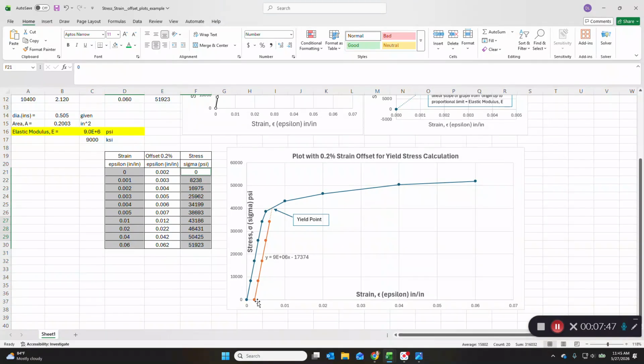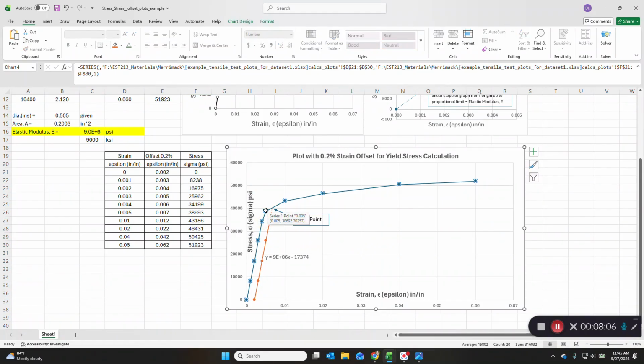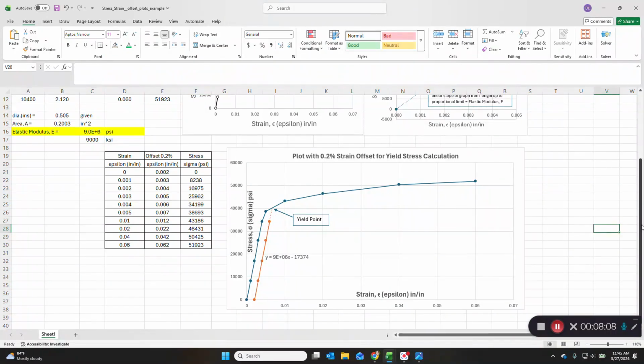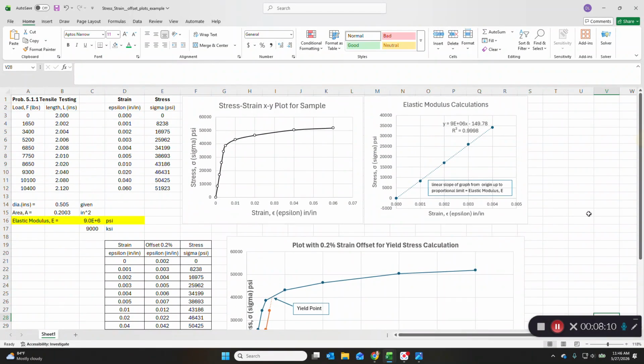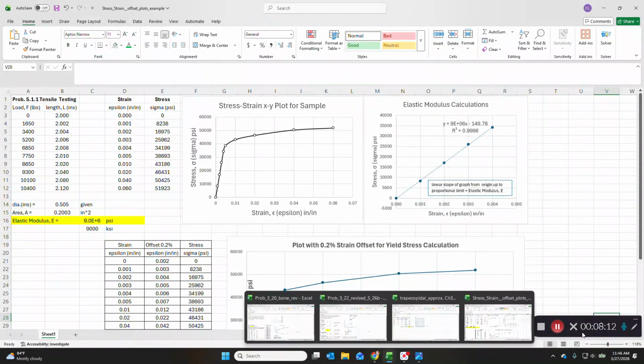So we know the elastic modulus with confidence, we know the yield point with confidence, and we can estimate that our proportional limit, sigma p sub L, is probably around 38 or 39 thousand. It's somewhere between this point, and that's something we're not calculating in this example. Okay, let's move on to another example.